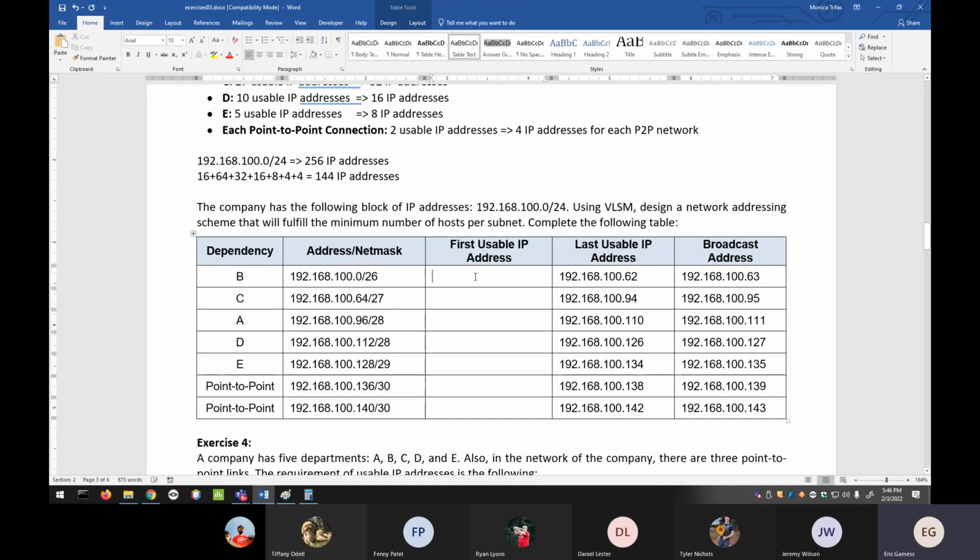And here, one IP address after 0 will be 1, after 64 will be 65, after 96 will be 97, after 112 will be 113, sorry. After 128 will be 129. After 136 will be 137. And after 140 will be 141. Okay?